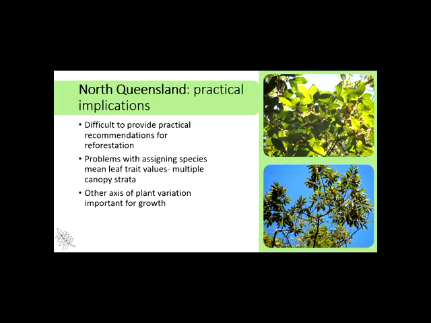Because of that size dependence of traits, you can get leaf traits from multiple canopy strata, which might throw off that species mean. And in conclusion, there are a lot of plant axes of variation that determine growth and also leaf traits, and this is complex.